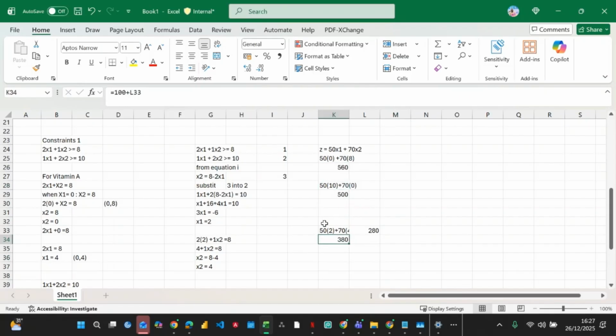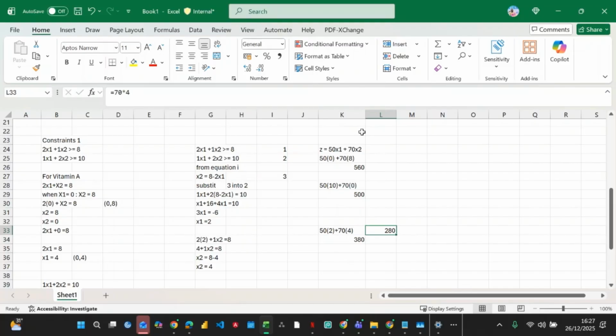So now, looking at between these, remember we are minimizing costs. So which one in the objective function is more minimal? Which one is smaller? 380. So 380 is our final answer. That is what we are looking for. So our optimal solution, the minimum cost of this production, is 380 naira. Always put the sign. If you don't put the sign, I'm telling you, you will fail.